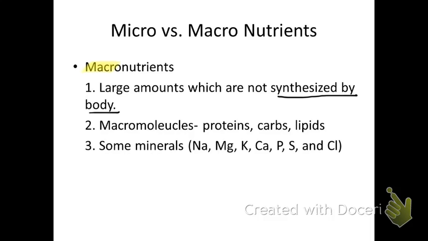Some examples of macronutrients are macromolecules such as proteins, carbohydrates, and lipids. But there are also some minerals that we need. And remember, minerals are elements. And this is a list of minerals that we need, but in much larger quantities than in micronutrients. So you need to know some of these examples of minerals that the body requires, both on the micronutrient scale and on the macronutrient scale. So spend some time learning these, memorizing them.